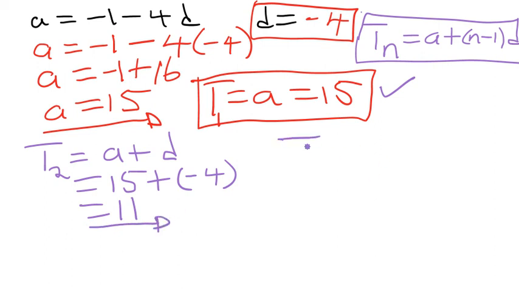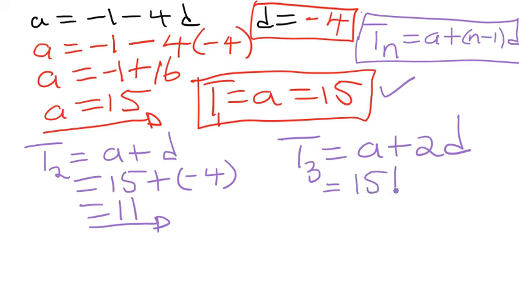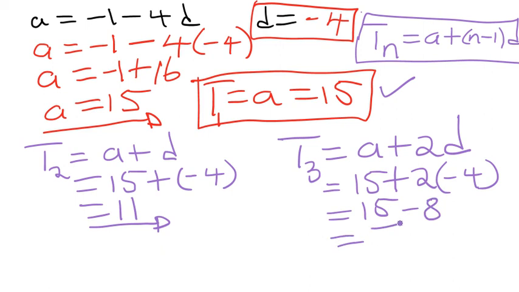Now let's go and write T3. T3 is given by a plus 2d. This is equal to, what is our a? It's 15, plus 2 open brackets minus 4. This will give me 15 minus 8, and that gives me 7. So T3 is equal to 7.